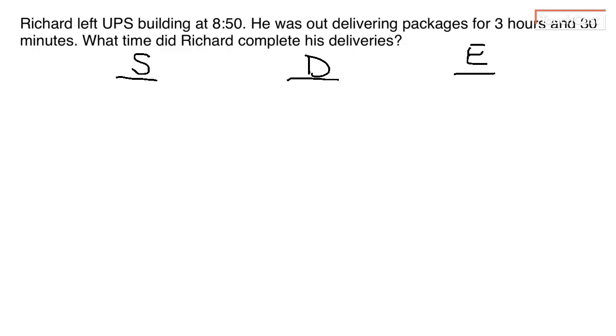So, do we know what time Richard started his deliveries? Yes. We know he started at 8:50. Do we know how long he was out for? Yes, we know that he was out for 3 hours and 30 minutes. Remember, put hours on top and then the minutes underneath. And do we know what time he completed his deliveries? No. So for our end time, we're going to put a question mark.